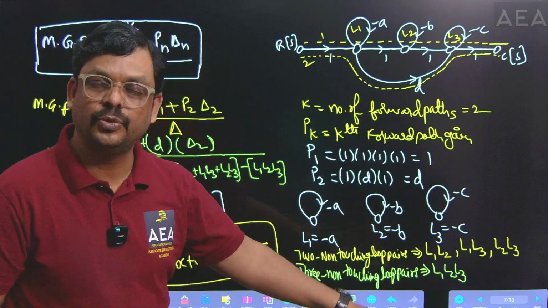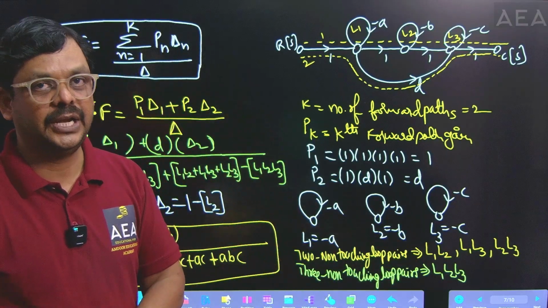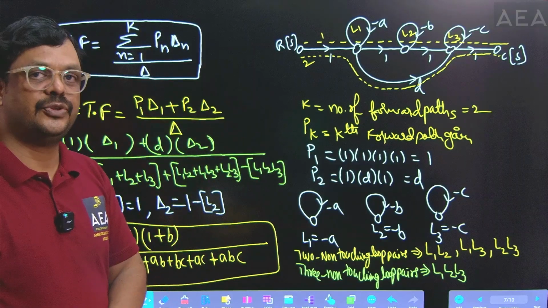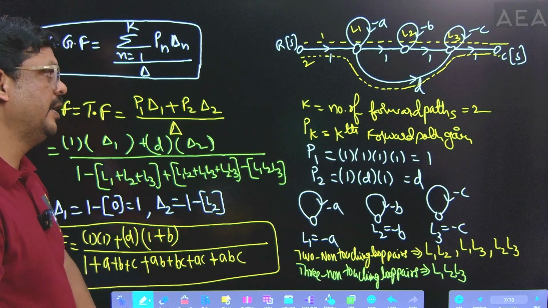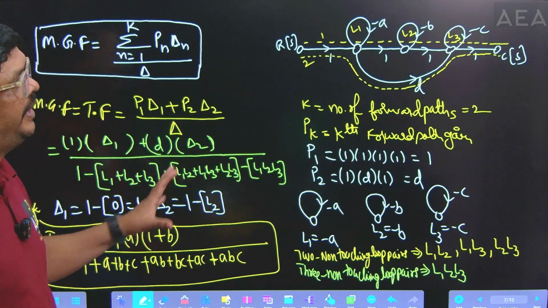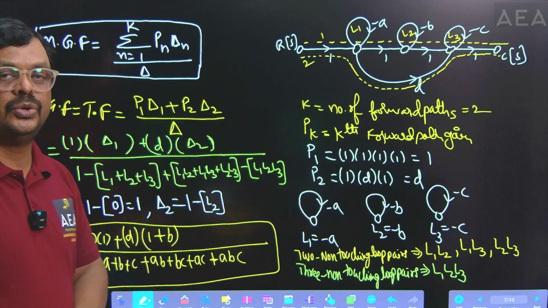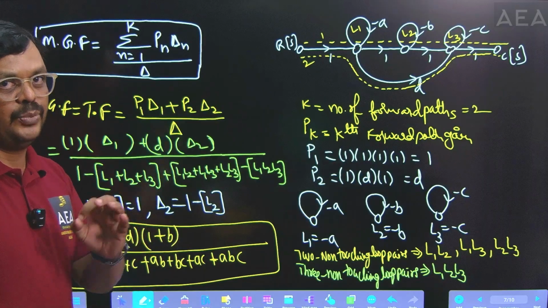Then three non-touching loop pairs. Later, find out the delta 1, delta 2, and substitute all this within this formula. You will get the complete transfer function of the signal flow graph. Just here I have explained one example. So this complete analysis I want to explain with a simple shortcut technique.